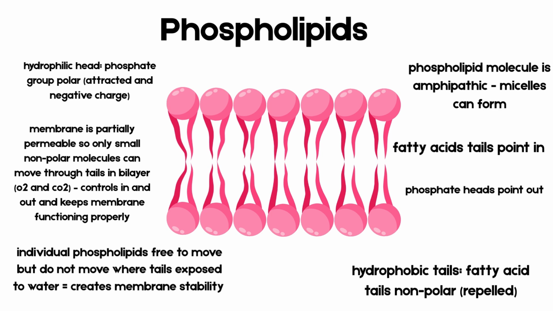This dual nature is key for their role in forming cell membranes, where they arrange into a phospholipid bilayer with heads out and tails in. The membrane is partially permeable, so only non-polar molecules like oxygen can pass through the bilayer.